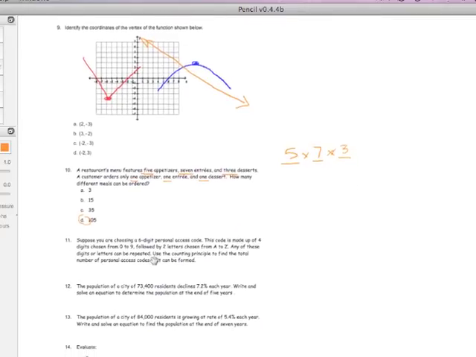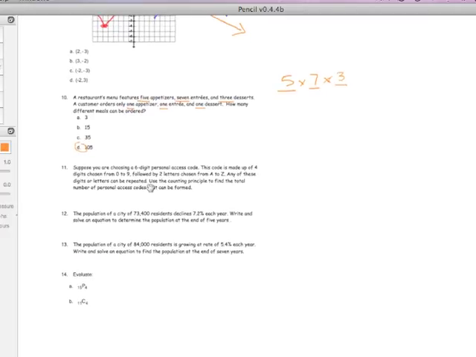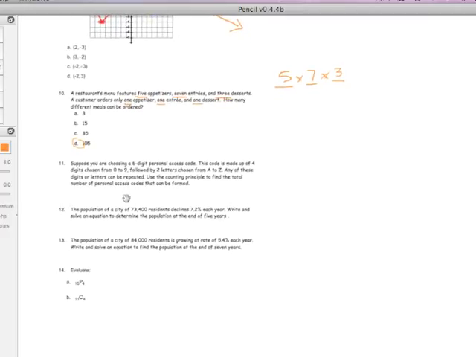Suppose you are choosing a 6-digit personal access code. The code is made up of 4 digits, chosen from 0 to 9. Oh, really important. How many numbers are from 0 to 9, including 0 and 9? It turns out there are 10 numbers. You can list them out. A lot of people will just jump and say there are 9 numbers from 0 to 9, but they'll forget the starting number or the last number. So there are 10 numbers here, followed by 2 letters chosen from A to Z.